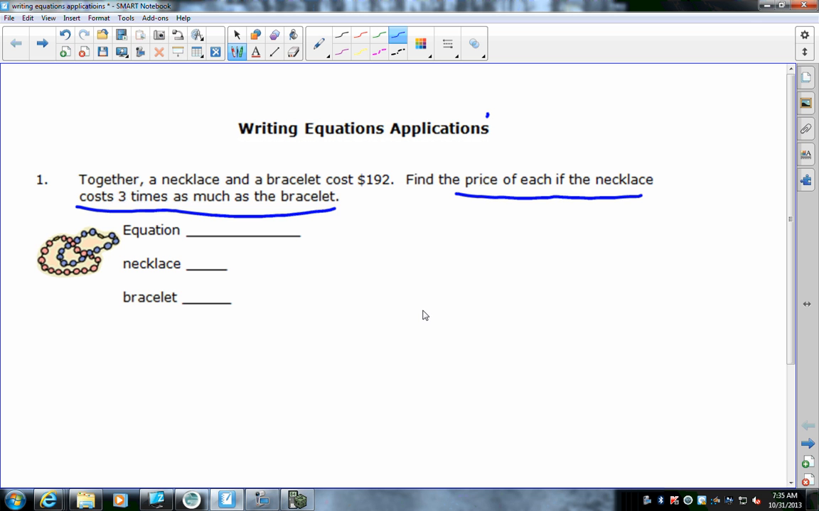Do we know how much the bracelet costs? We do not. So I'm going to make X equal the cost of the bracelet. And yes, you need to write this down over here, even though it doesn't say like X equals or Y equals. This is called defining our variables. Okay, when they ask you to define your variables, I know that the bracelet is X.